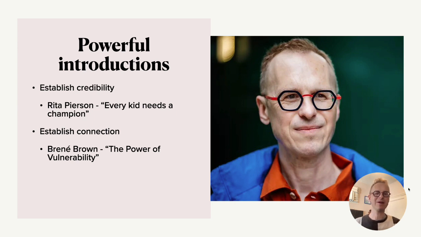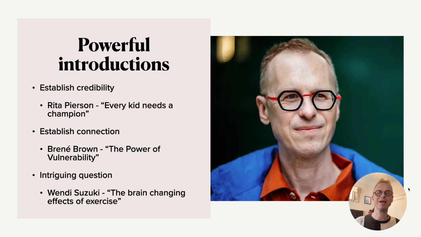Another thing we might want to be doing is creating some kind of intrigue or lean in. It's like, "Oh, tell me more." One of the great ways you can do that is by asking an intriguing question. Another great example for you to go away and look at is Wendy Suzuki. Her TED Talk is called The Brain Changing Effects of Exercise. She asks a really powerful question right at the start: What if I told you? And you're like, yeah, what if you did? Please tell us more. So that's another great way that you can establish intrigue and lean in right at the start of a talk.